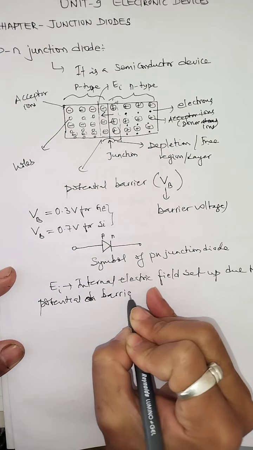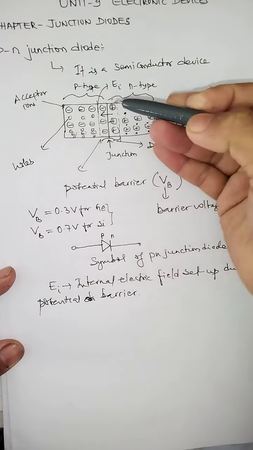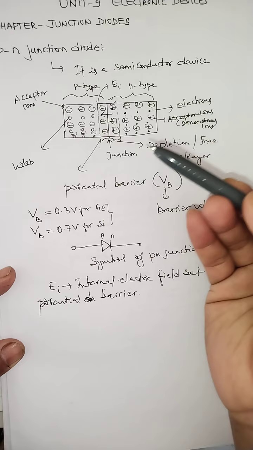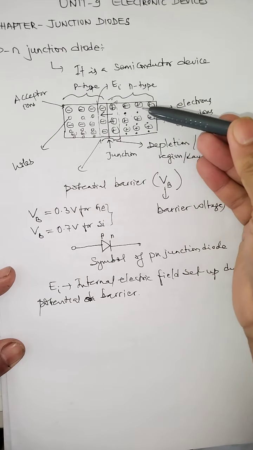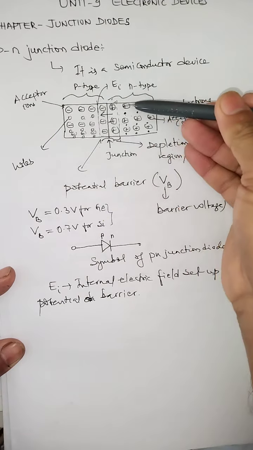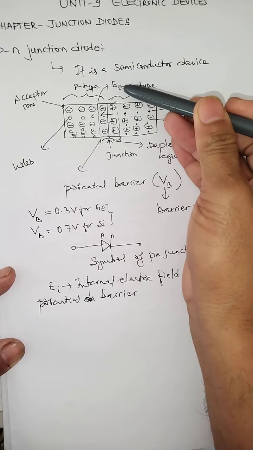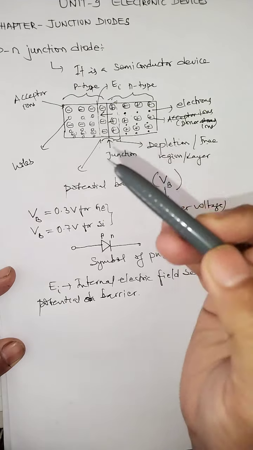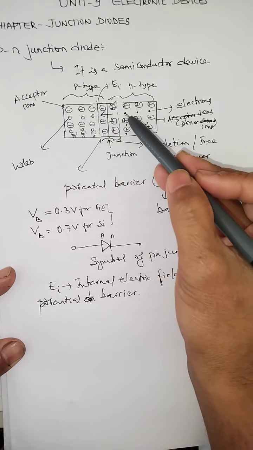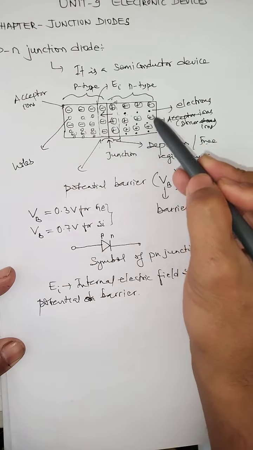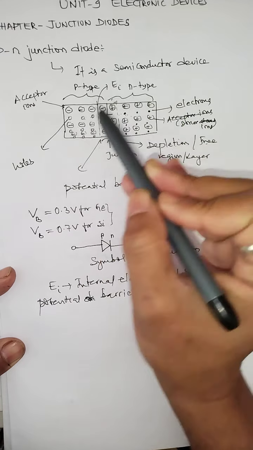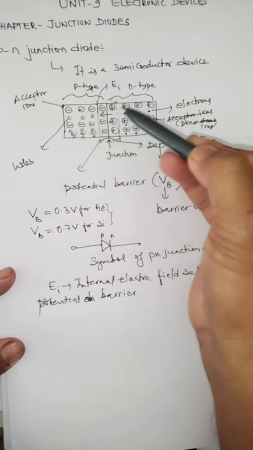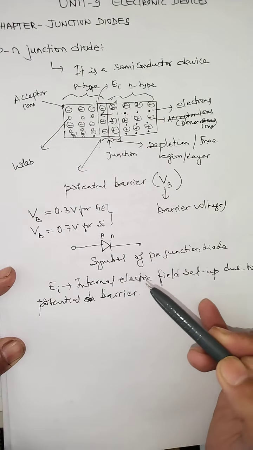Due to potential barrier or barrier voltage, the internal electric field is set up that is always directed from positive plate to negative plate, because you know that electric field is always directed from positive charge to negative charge. That's why the internal electric field EI is directed from positive plate to negative plate. And this electric field helps the minority charge carriers, like holes in case of n-type and electrons in case of p-type, to cross this barrier.